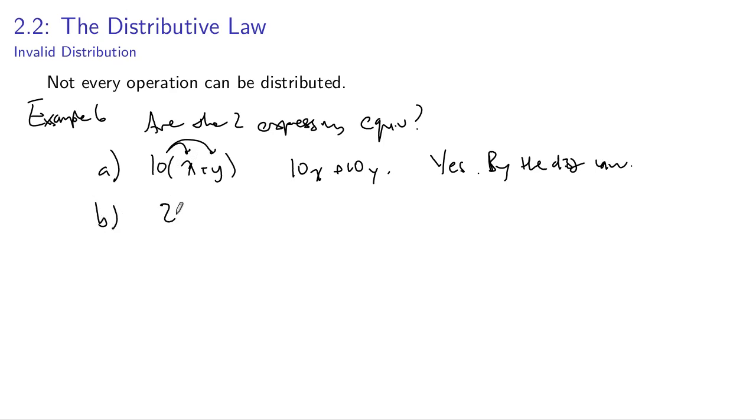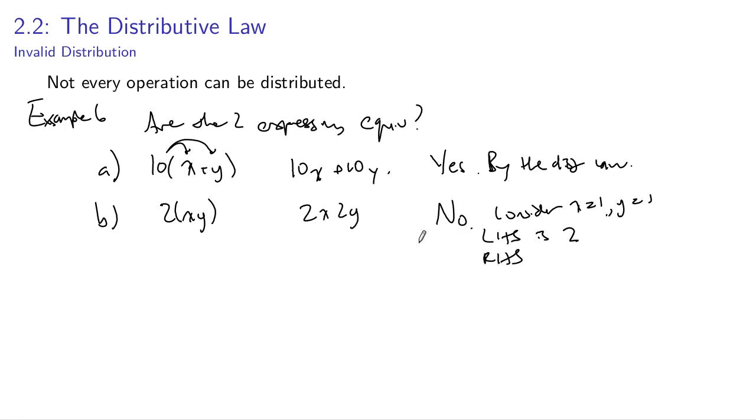B, what about 2 times xy and 2x times 2y? So here it looks like we've attempted to distribute multiplication over multiplication. Are these equivalent? No. Consider x is 1, y is 1. Then we have 2 times 1 times 1. The left-hand side is 2. And on the right-hand side we have 2 times 1 times 2 times 1, which is 2 times 2 or 4, which are not equal, so therefore it's not equivalent. So distributing multiplication over multiplication is not something that we can do.